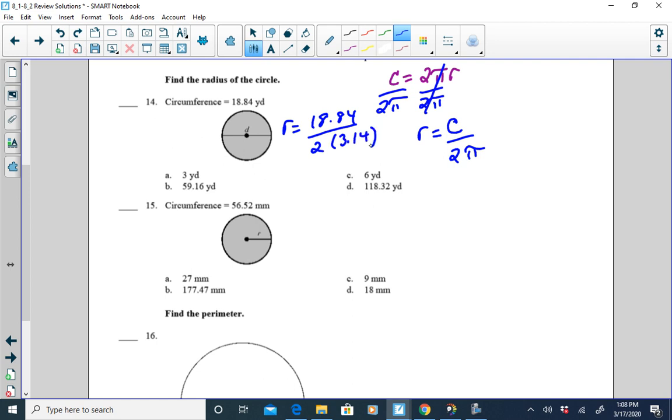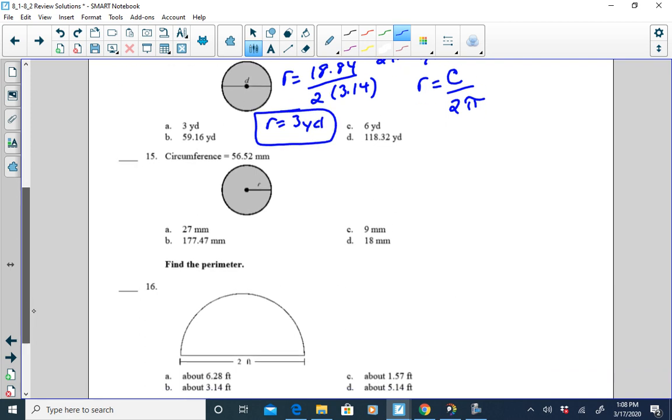Alright, so with your calculators, you want to take 18.84 and you want to divide that by 2 times 3.14, which would be 6.28. And we wind up with 3, which is answer A. R is going to be equal to 3, and those are yards.